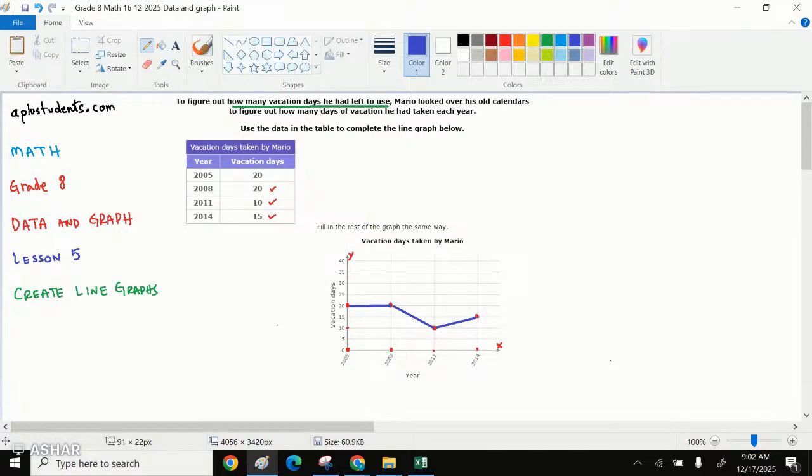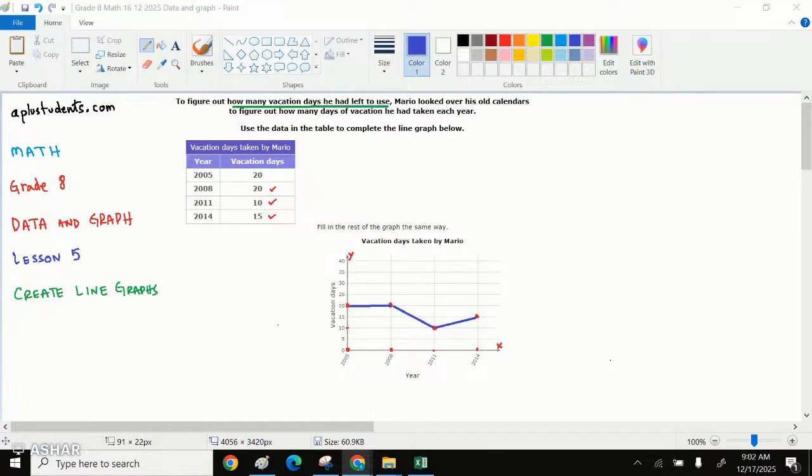From this graph, we can say that in 2005, he took 20 days. In 2008, again, he took 20 days. That's why it's a straight line. But in 2011, he took a lesser number of days, 10 days. That's why the line slants downwards, decreasing. In 2014, he increased the number of days from 10 to 15, which means the line is increasing. So this is a graph showing the data, how many days of vacation were taken by Mario.